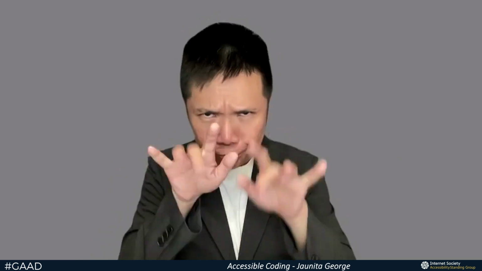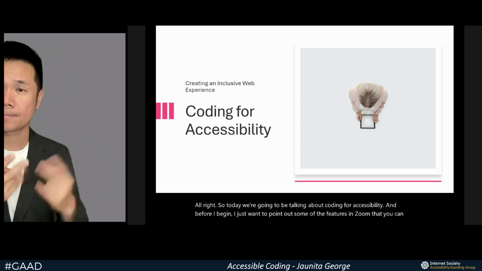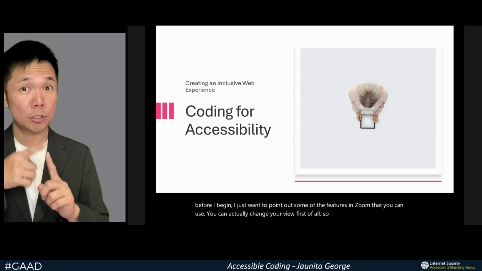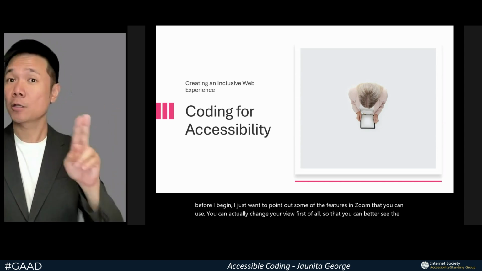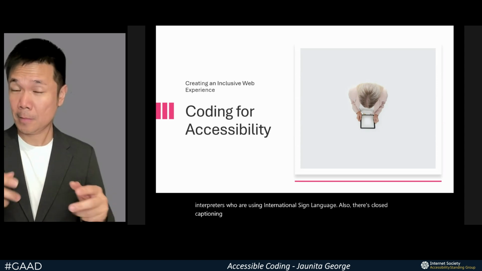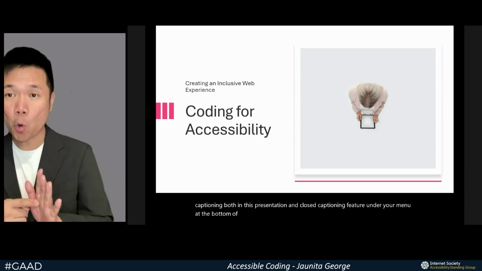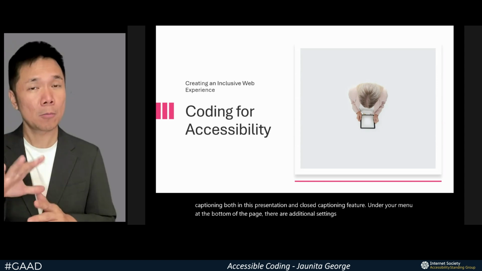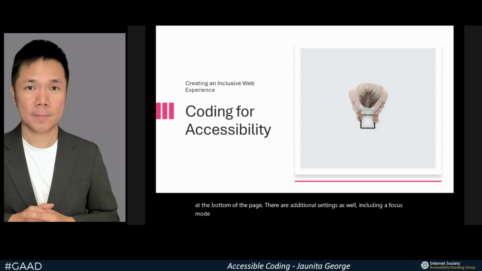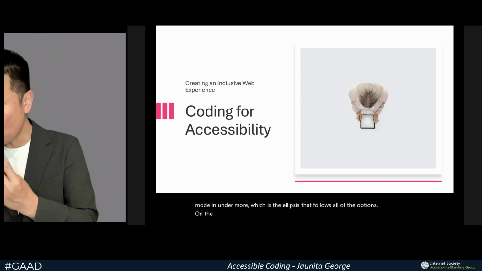All right, so today we're going to be talking about coding for accessibility. And before I begin, I just wanted to point out some of the features in Zoom that you can use. You can change your view, first of all, so that you can better see the interpreters who are using international sign language. Also, there's closed captioning both in this presentation and a closed captioning feature under your menu at the bottom of the page. There are additional settings as well, including a focus mode under More, which is the ellipsis that follows all of the options on the lower menu of Zoom.